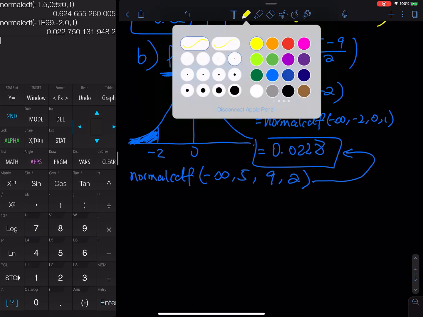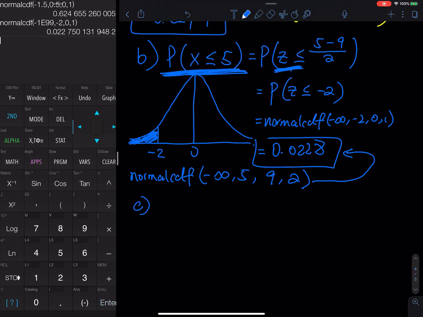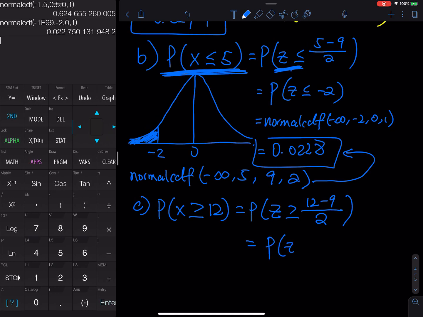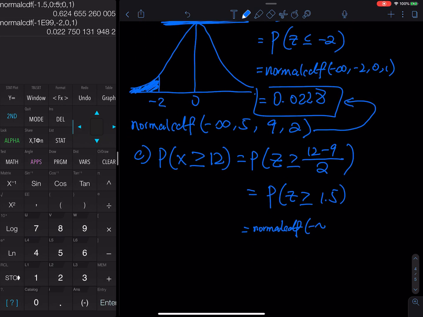Part C. No less than 12. The opposite of less than is greater than or equal to 12. Then this is the Z greater than or equal to 12 minus 9 divided by 2. So that is a 3 divided by 2. 3 divided by 2 is 1.5. And then you have normal CDF from... actually, nope. That is from 1.5 to positive infinity, 0 and 1.